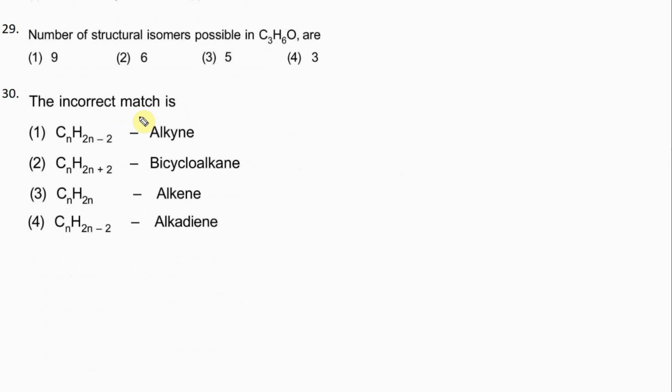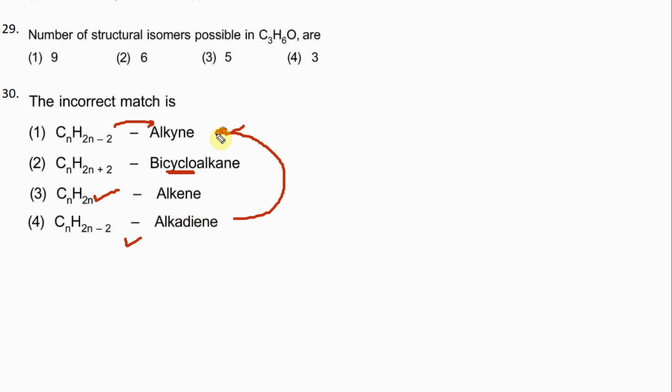Last one, the incorrect matches. So alkane general formula, I am okay. Bicyclo, when there is a cycle the hydrogens should reduce, here there are more. Bicyclo alkane, alkene is fine, alkadiene is fine. For each double bond we do minus 2. So from 2n plus 2 you do one minus, and then another minus.